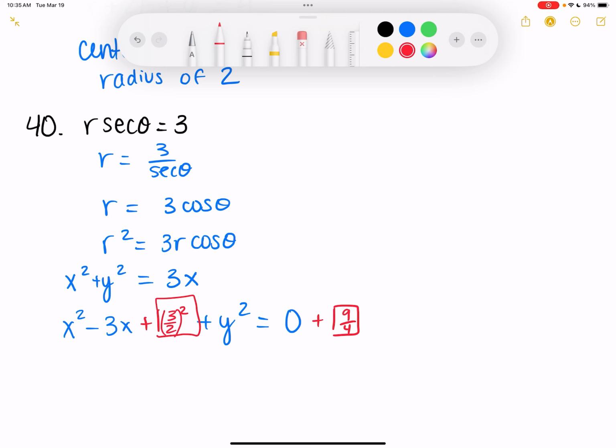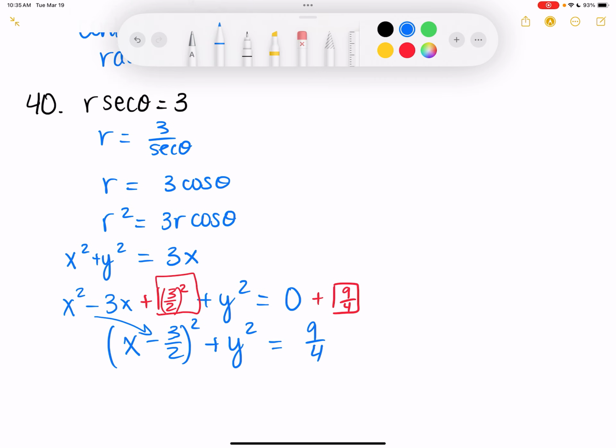All right, so what does this factor into over here? x plus 3 halves. Minus. Oh, x minus 3 halves squared. Yep, x minus 3 halves squared. Is it just the opposite of whatever is... It's this sign. Oh. The sign of the middle term is what goes in here. Okay. Is equal to 9/4. So that's our equation that we're looking for.